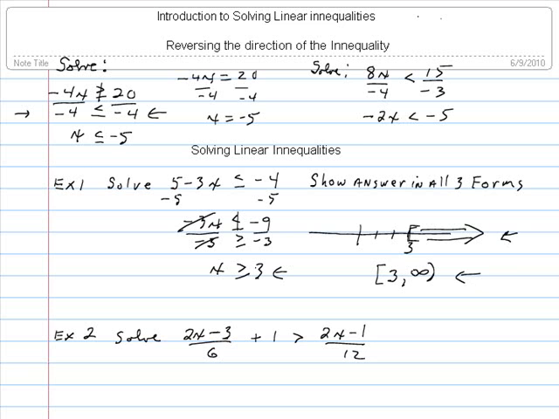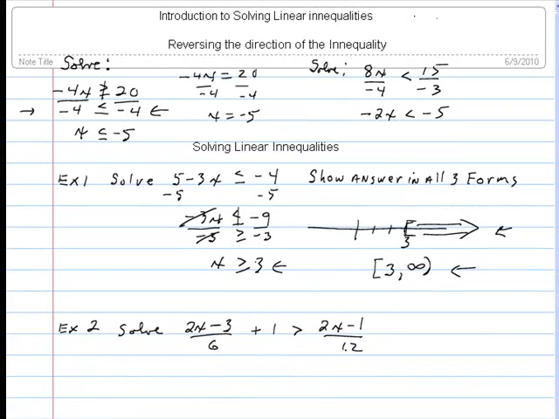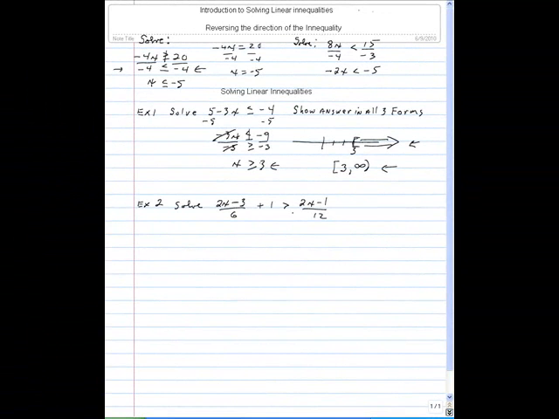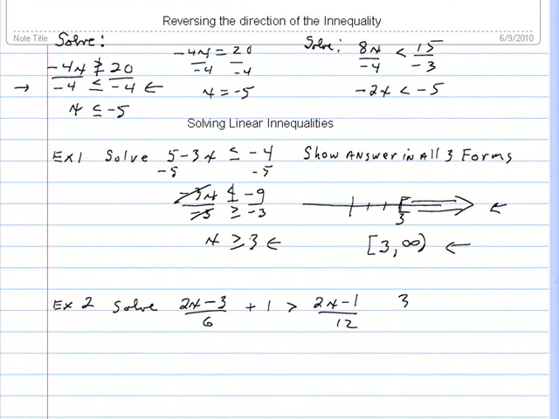Let's take a look at the second example now. In the second example, we notice that we have an inequality with fractions. There are three terms. These first two terms, the 2x minus 3 over 6 and the 1, are separated by the plus sign. The 1 and the 2x minus 1 over 12 are separated by the inequality sign. So that's a total of three terms, common denominator 12.